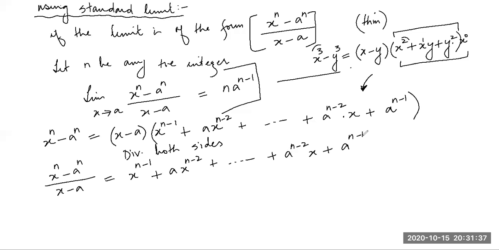n minus 1. Oh, very good. Arjinder has spoken. Very good. Good girl. So very simple. Now we will find its limit.